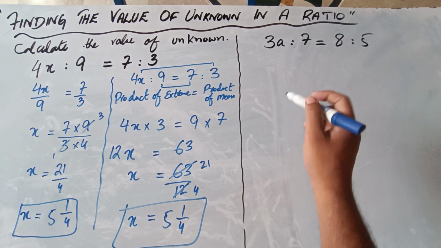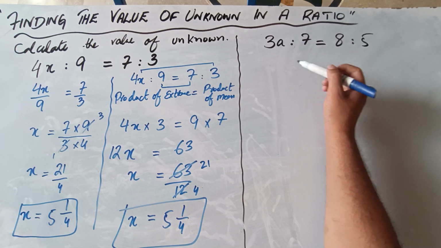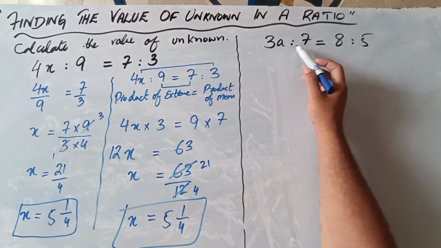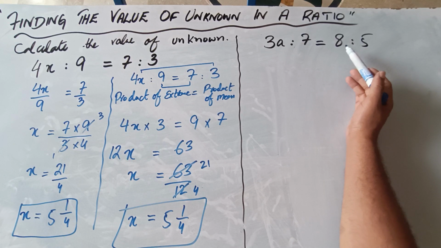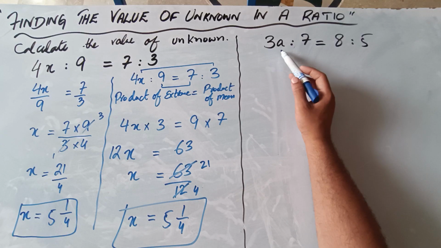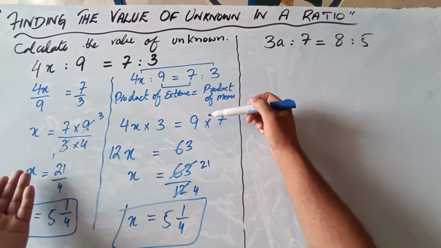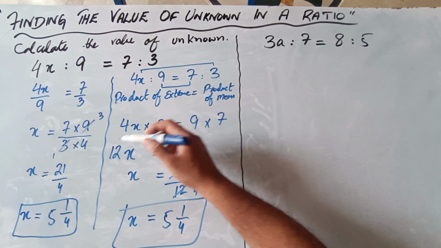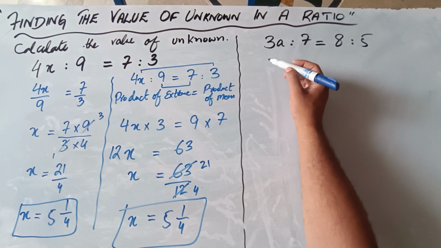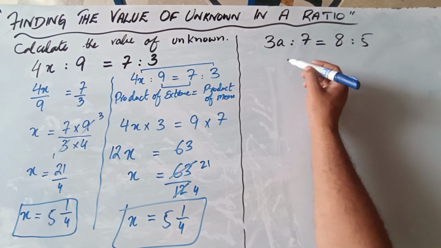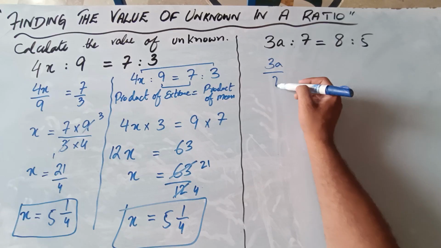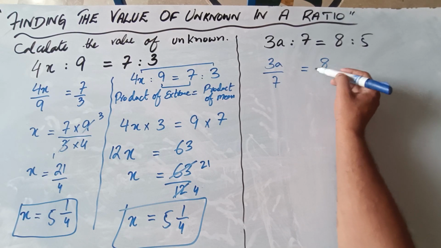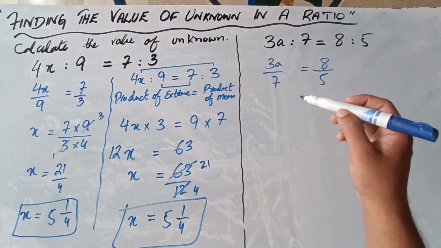Now let's look at another question. In this one, 3a ratio 7 is equal to 8 ratio 5. Again in this question, a is unknown. How do we find the value of a? You can adopt any one of these two methods. Both are very fine and very easy. So 3a upon 7 is equal to 8 upon 5. We are going with the first method.